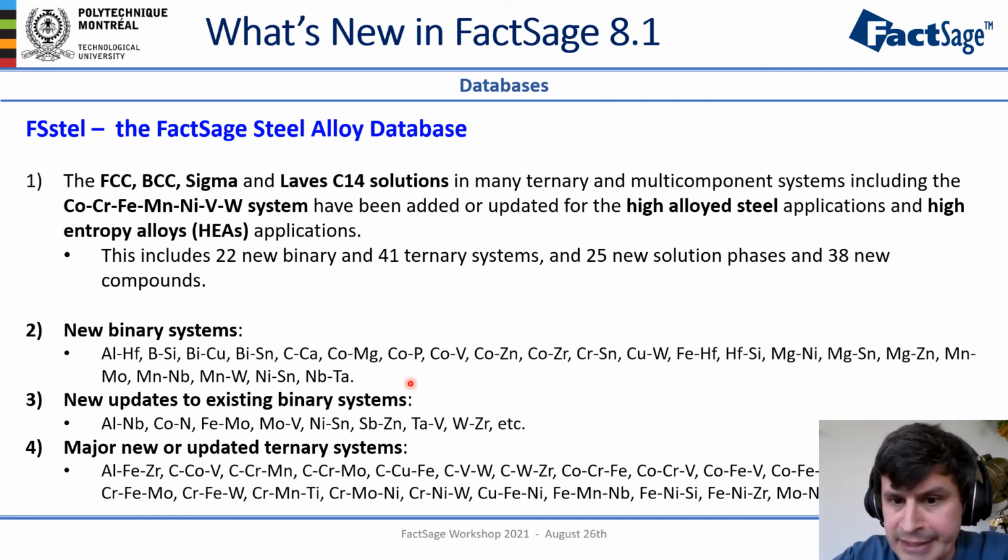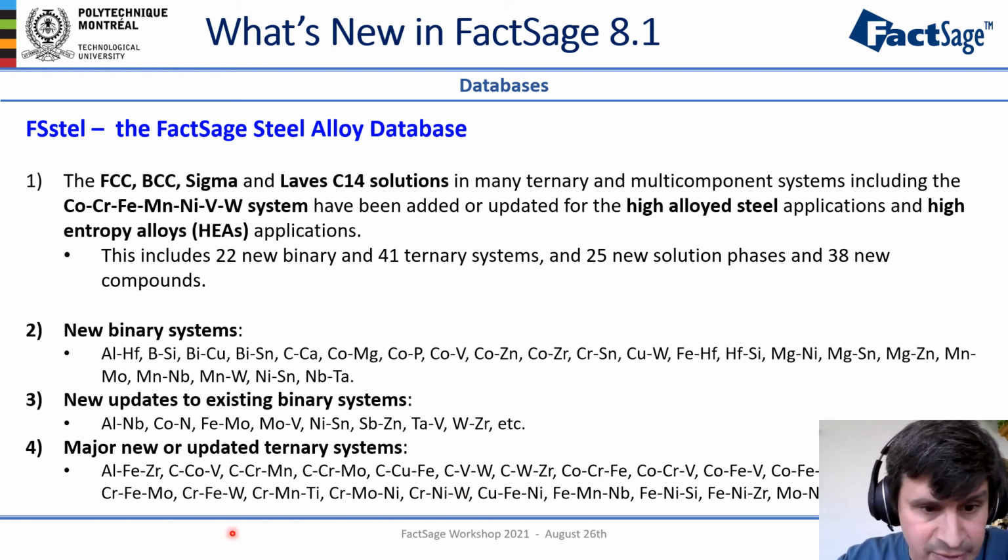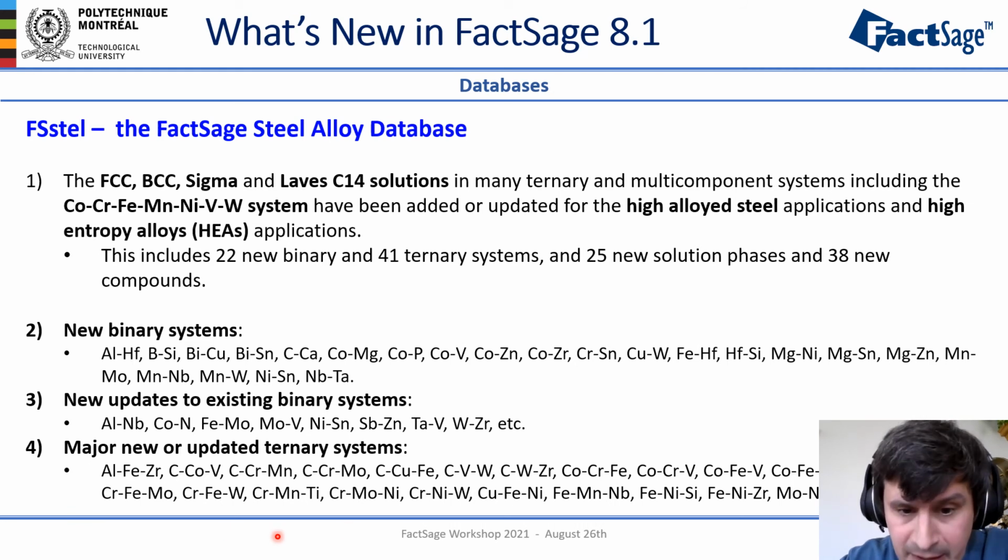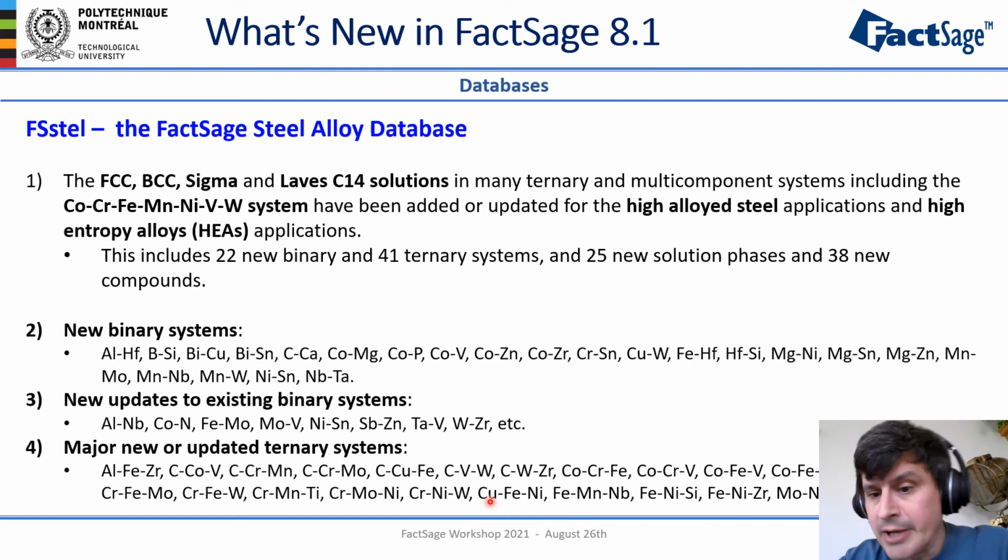As you can see, it's quite diverse in terms of new binary systems, updated binary systems, and updated and new ternary systems. Some important classical systems, I would say, are present, as you can see, involving major elements like chromium, iron, and nickel, and carbon in the steels.